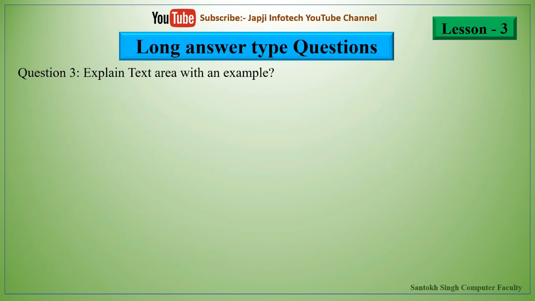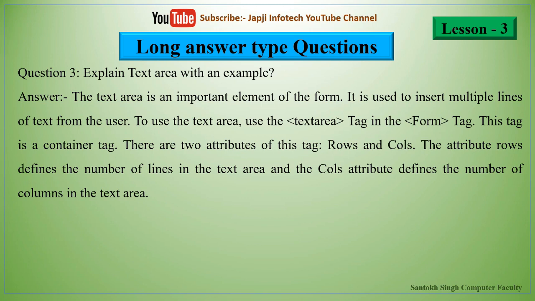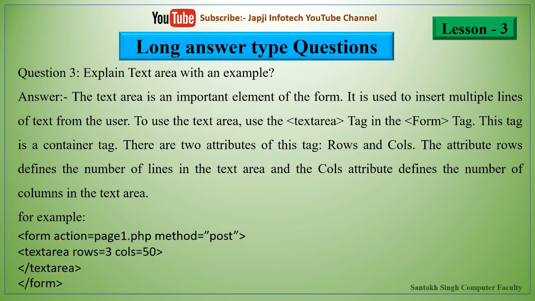So next question is, explain text area with an example. The text area is an important element of the form. It is used to insert multiple lines of text from the user. To use the text area, use the textarea tag in the form tag. This tag is a container tag. There are two attributes of this tag, rows and cols. The attribute rows defines the number of lines in the text area, and the cols attribute defines the number of columns in the text area. For example, as mentioned below.